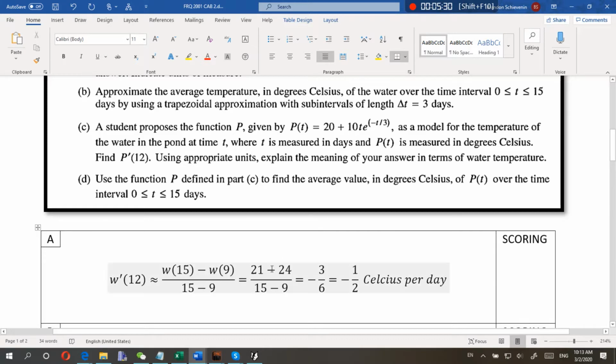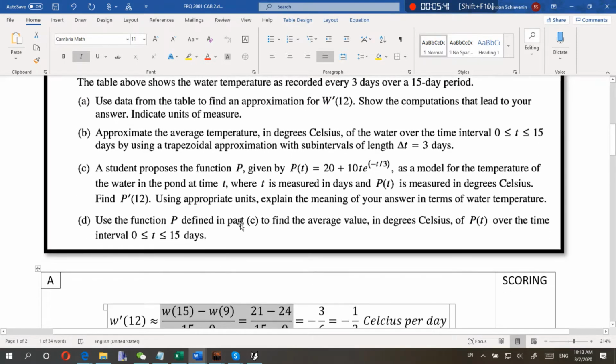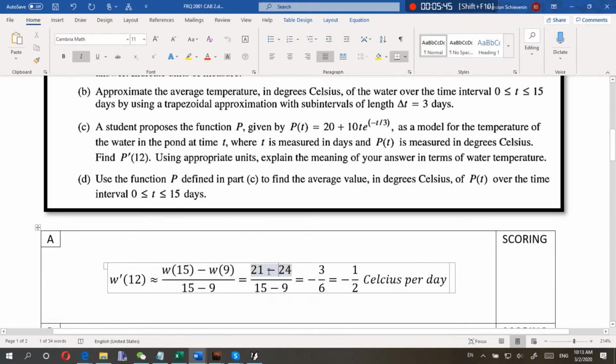Okay, when you're showing your work, make sure you show your general form, so you do need this step here, W15 minus W9 over 15 minus 9. If they're asking you to show your computations, then you can't just skip into where you're plugging your numbers in. They need to know where your numbers came from.